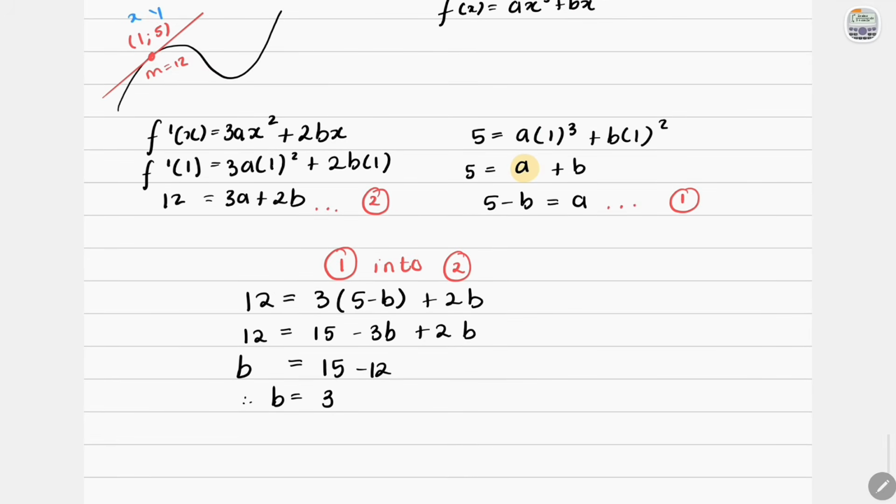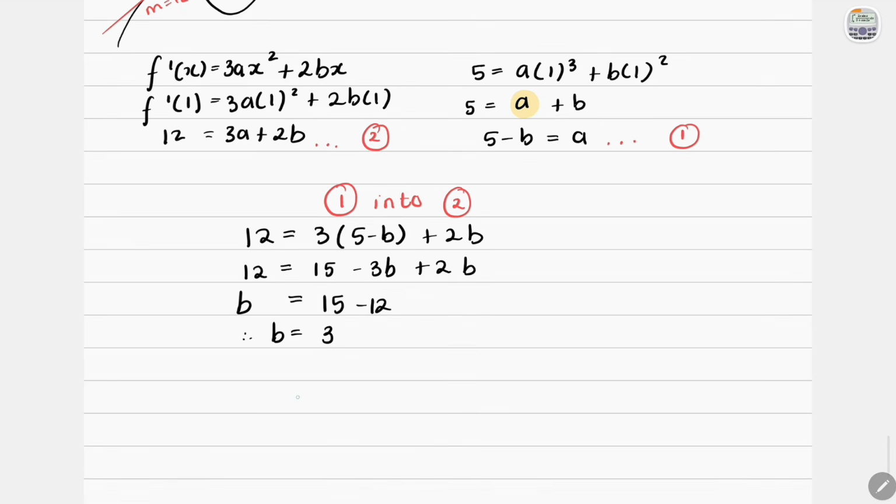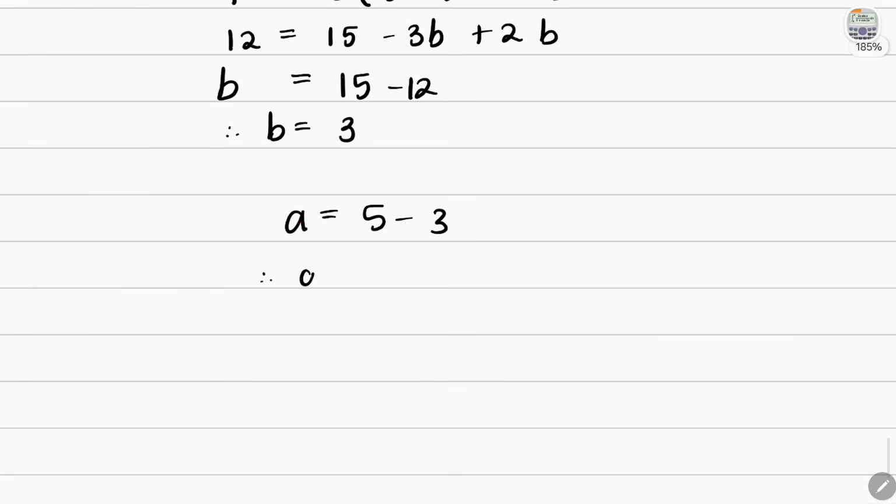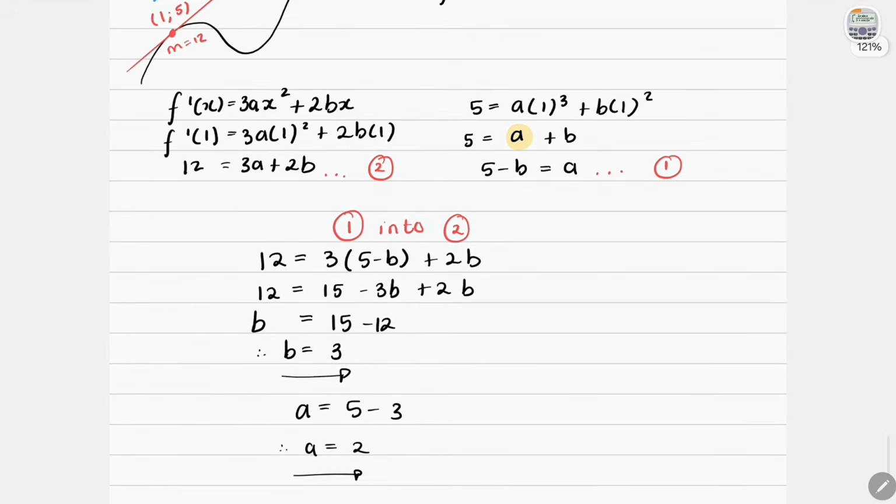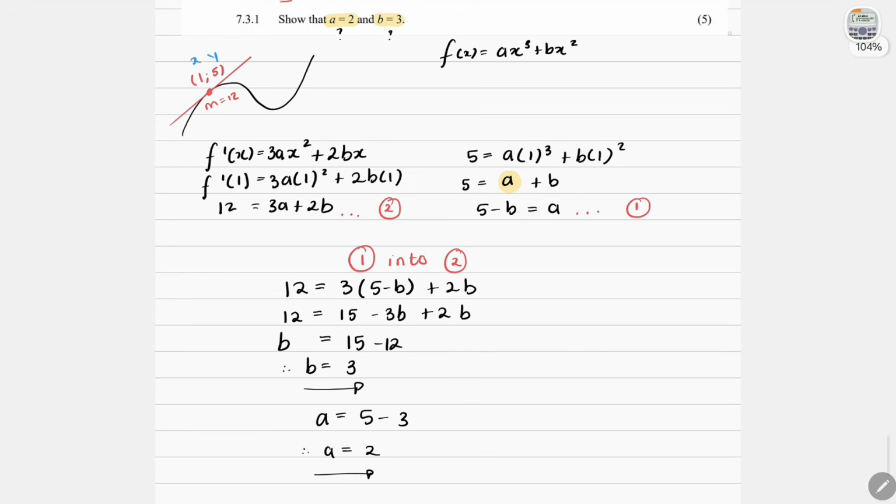Now to find a, you can just take this and substitute it into the equation that had a as a subject, which is equation 1. So a is equal to 5 minus b, but we know that b is 3. So therefore, a is equal to 2. And there we go. We've solved for a and b. Moving on to the next question.